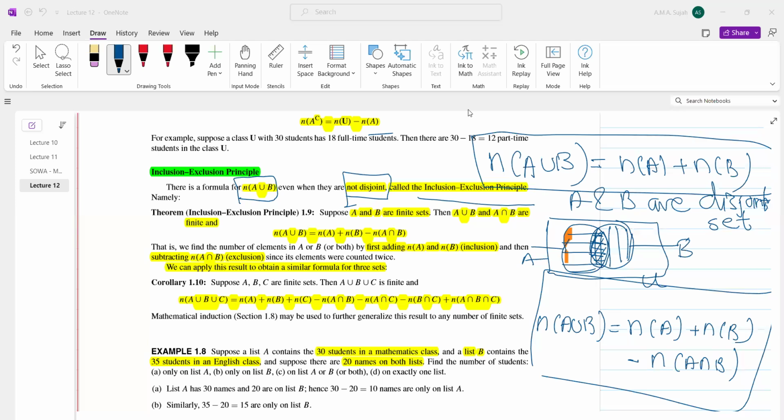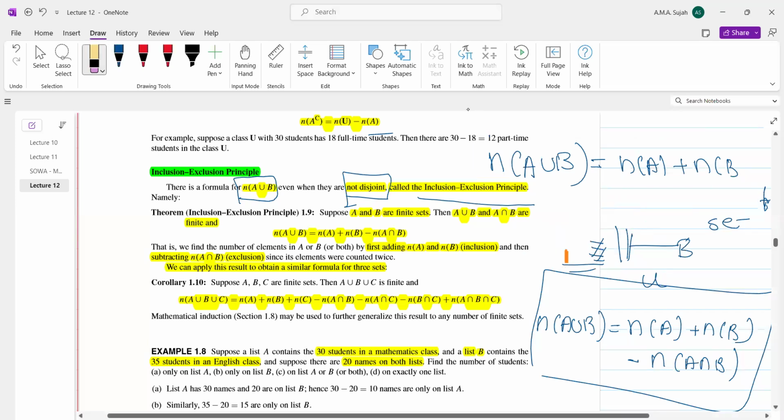Someone asked about the next topic. The next topic may be probability, and then we will discuss relations and functions. Then we will discuss integration and differentiation. I will inform you of the next topic by the next class, right? Maybe we will discuss relations and functions, or sometimes probability. I will inform you by the next class.